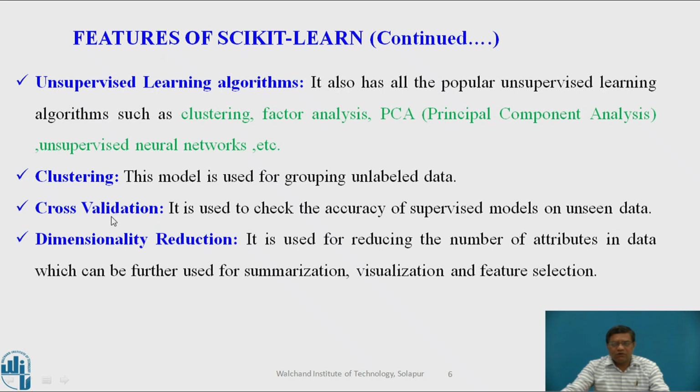We can do cross validation to check the accuracy of the supervised machine learning model on the unseen dataset. Dimensionality reduction. Dimensionality reduction means features reduction. It is used for reducing the number of attributes or features present in the data, which can be further used for summarization, visualization, and feature selection.